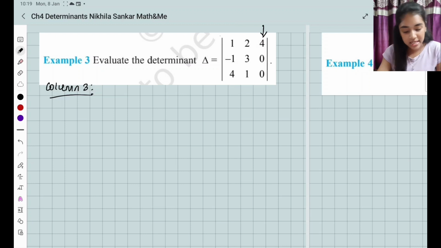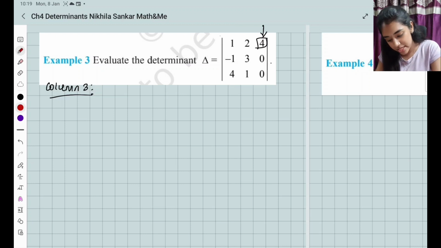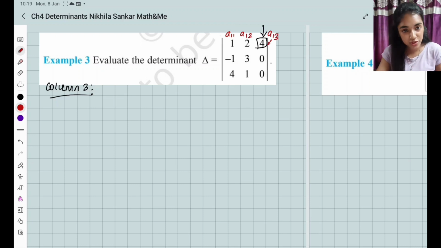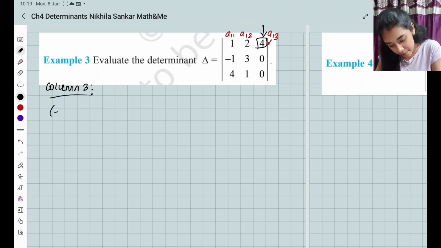Okay, so இப்போ first step என்ன? I have to take the first element. But first element ஓட position என்ன? You have to know that it is A11, A12, A13. So first 4 ஓட position is going to be A13. So first step is minus 1 to the power i plus j. இந்த இடத்துல என்ன? 1 plus 3. ஏன்னா இந்த இடத்துல A13 இல்லையா?